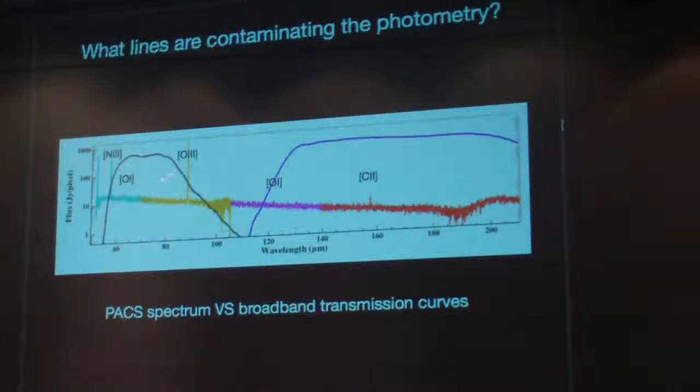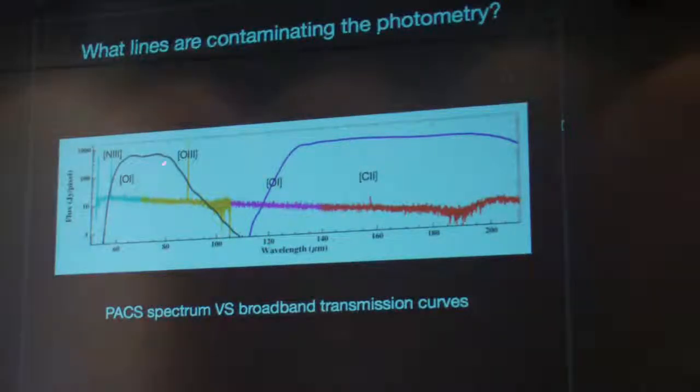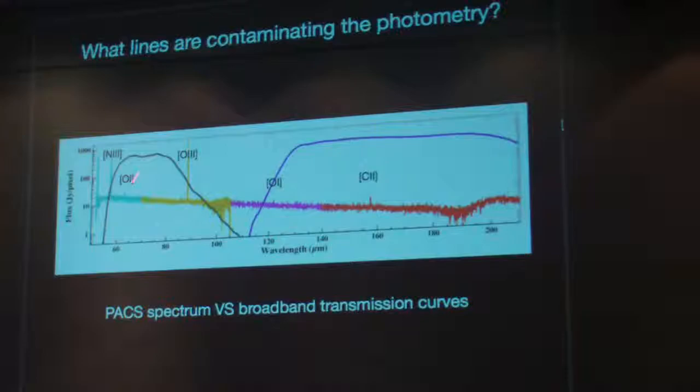Basically, if you have a very strong continuum, if you have a good detection of the continuum, the dominant light will come from the dust emission with some contamination from the lines. But if your continuum is very low, the contamination from the lines will become significant. Same for both wavelengths. And because we have spectroscopy data combined with our photometry maps, we can make estimates of how much line contamination we have in those data.